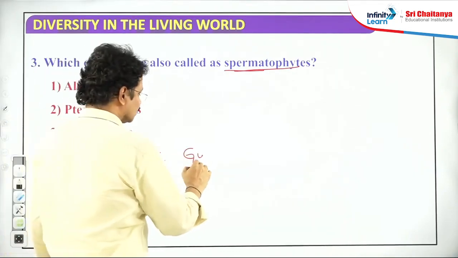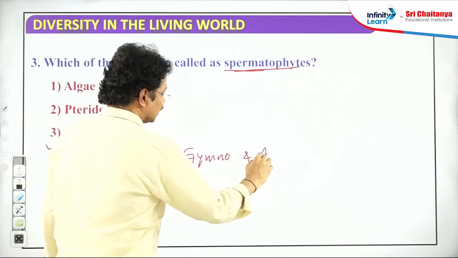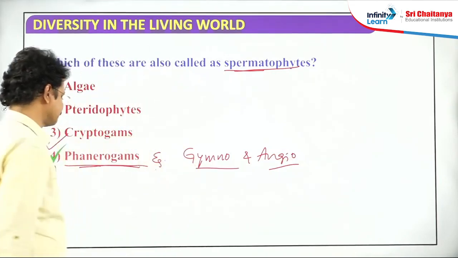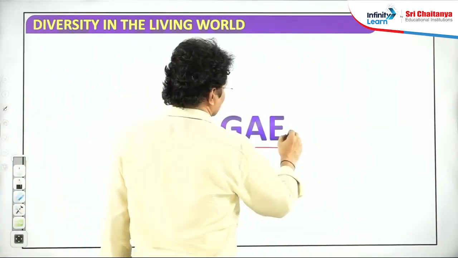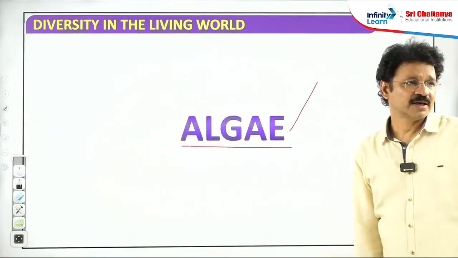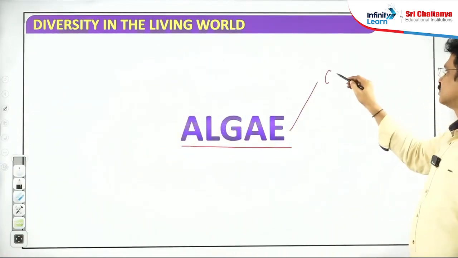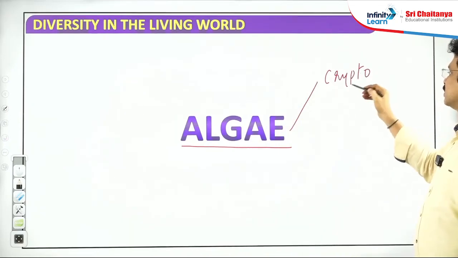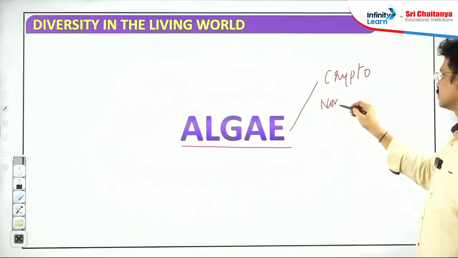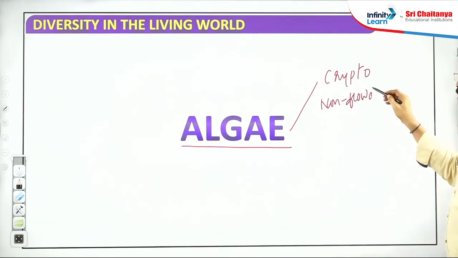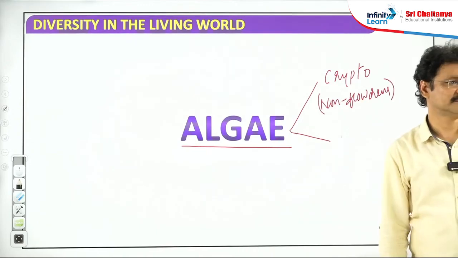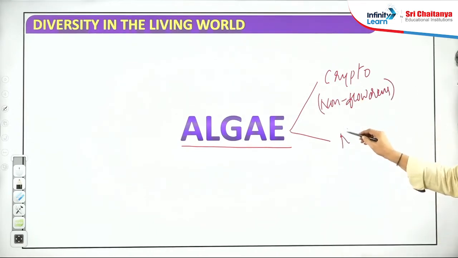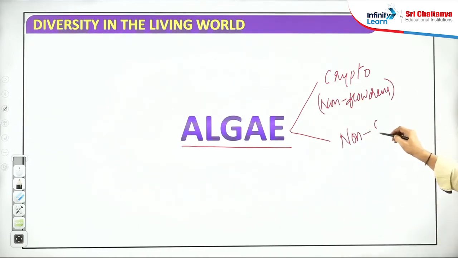Yes, both gymno and angiosperms. Next topic, algae. Is algae a cryptogam or phanerogam? Algae is an example for crypto or phanero? Crypto means non-flowering. Non-flowering plants. Next, are these spermato or non-spermato? There is no ability to produce seeds, that's why these are non-spermatophytes.